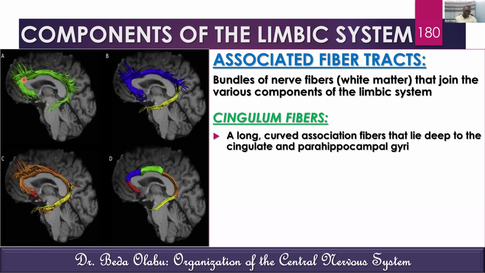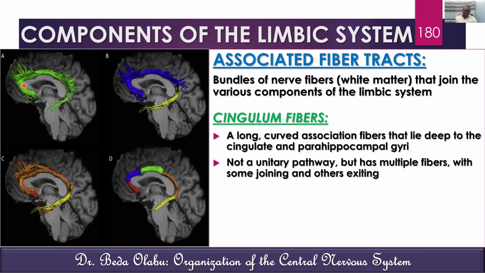What we note from these images is that the cingulum is not a unitary pathway, as we can see some fibers joining and leaving, but multiple fibers. However, within this tract, there are those long fibers which may go all around, but most of the fibers do not quite do that. They join and leave at some point.